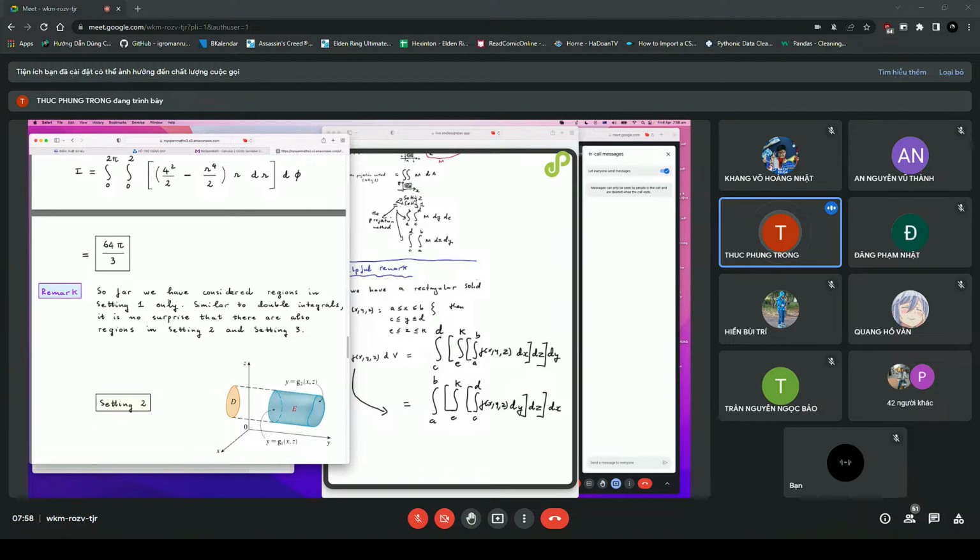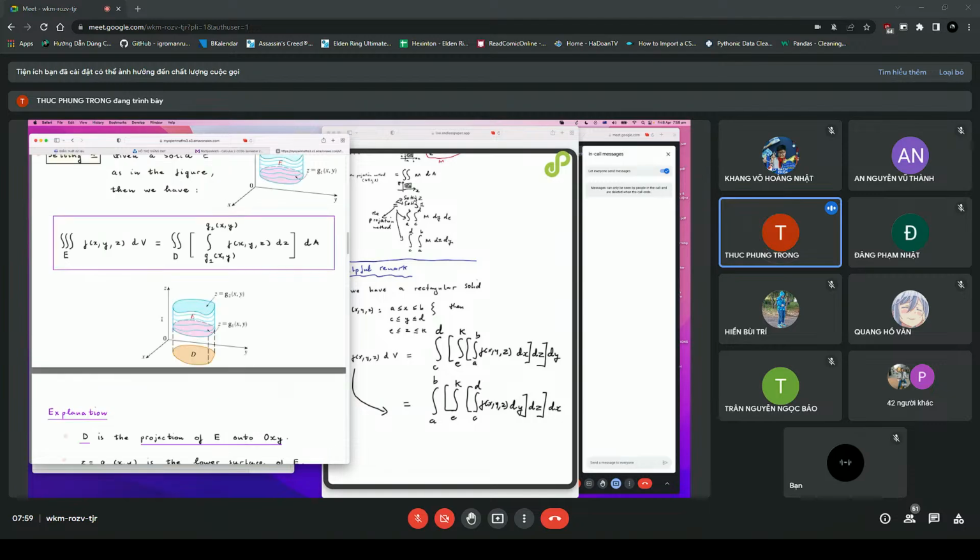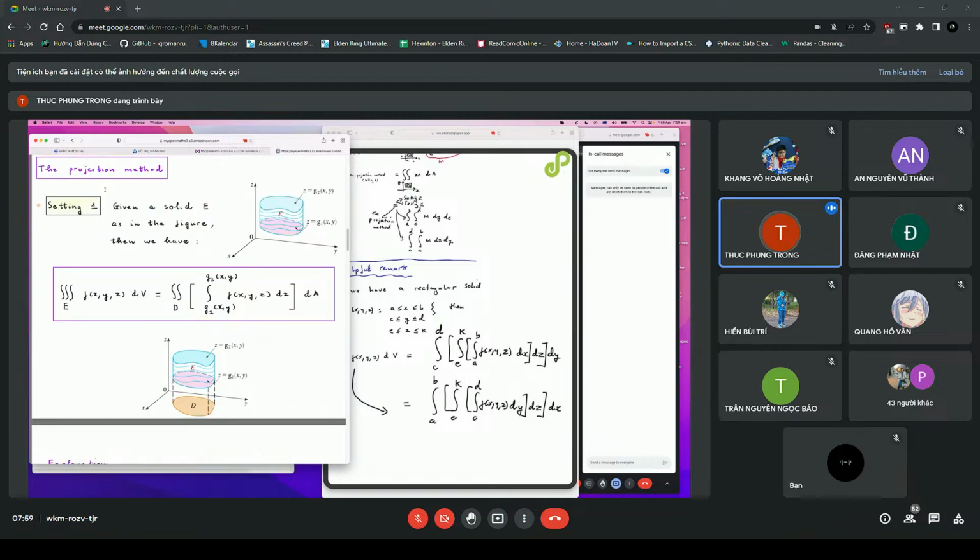So that's the good news. Let me say it again. If you are given a solid and we need to apply the projection method, usually it's given in setting 1 already, so you just apply setting 1. Find the projection onto the xy plane, find the two functions z1, z2, and go for this formula. So most of the time, we just focus on setting 1 in triple integrals for the projection method.